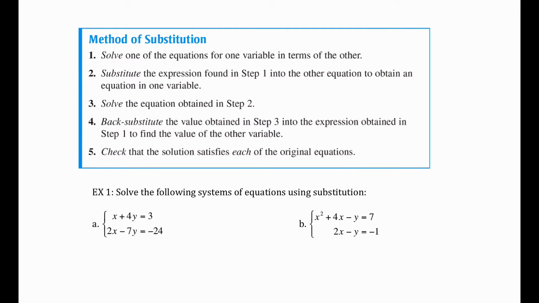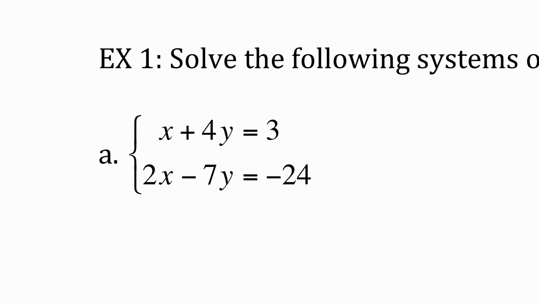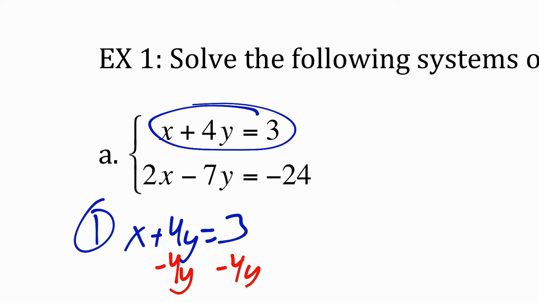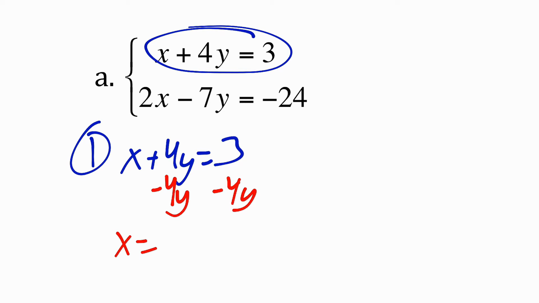Let's check this out. Usually when looking at these types of problems, there's often one that's a little easier than the other. So I'm going to start with this one. It's going to be easier to get x all by itself. So for step 1, I'm going to take x plus 4y equals 3, and let's subtract 4y from both sides. And we have x equals negative 4y plus 3.